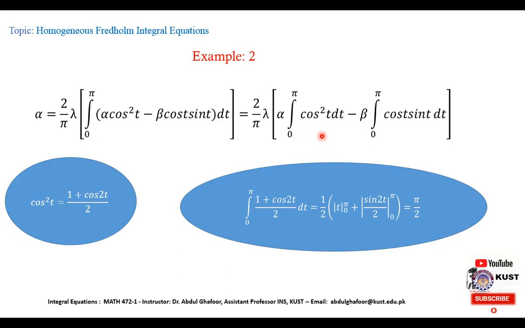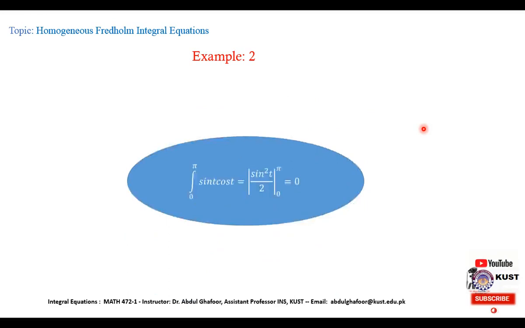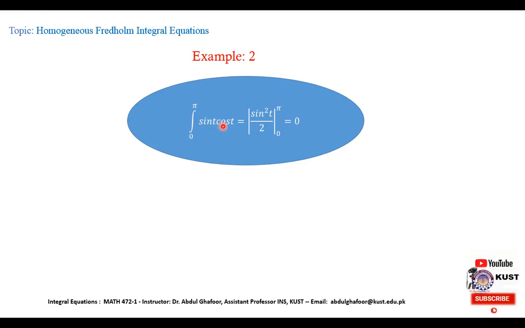Now we also evaluate this integral. The integral from 0 to pi of sine t cos t: since sine is the function and cos t is its derivative, by one of the formulas the integral of sine t cos t is equal to sine square t divided by 2 from 0 to pi. Applying the upper limit minus the lower limit, sine square pi is 0, and similarly sine 0 is 0. So this part of the integral is just 0.